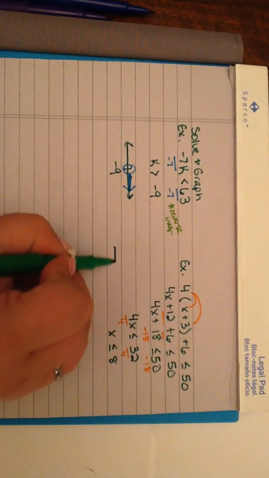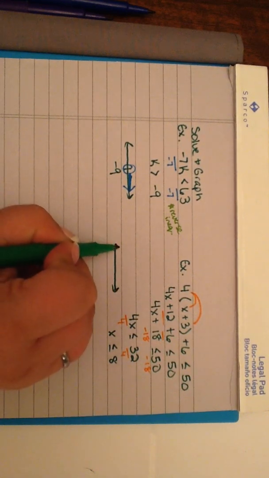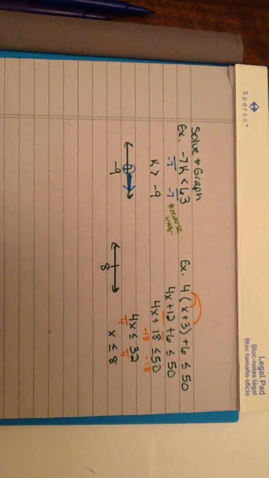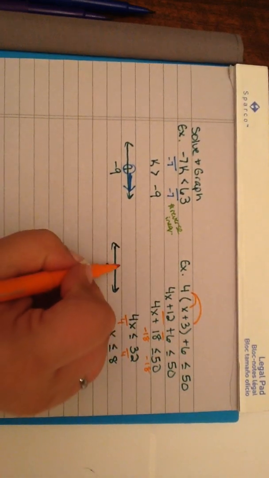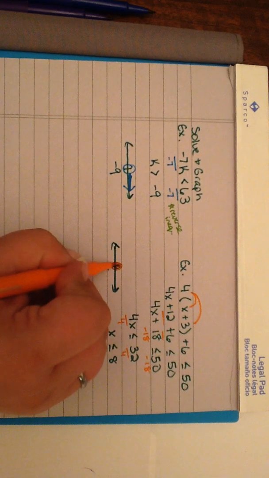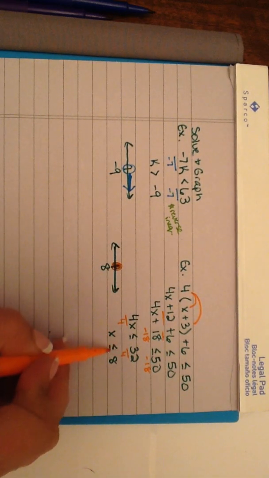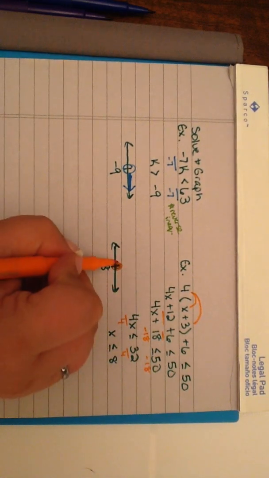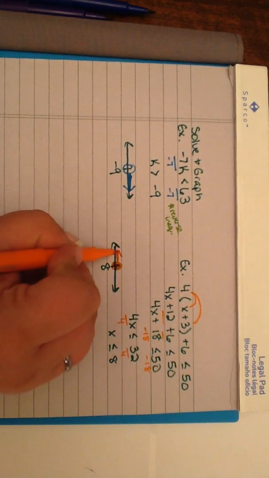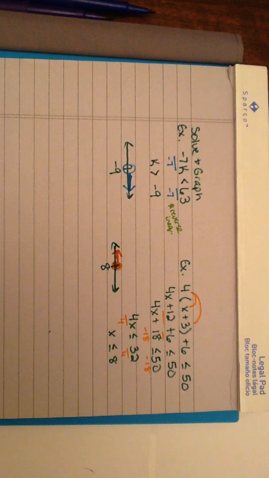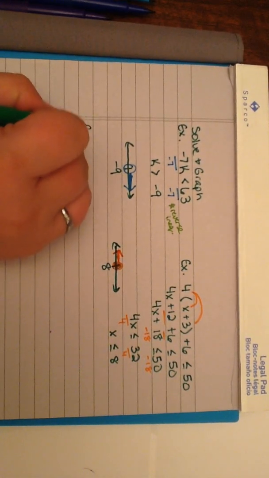Okay, so let's draw this one over here just to conserve some space. So here's my 8. This one is finally going to be closed because it's or equal to. Ooh, and finally we have a less than. So this is less than. Where are the numbers that are less than 8? They are on the left side. Okay, next.